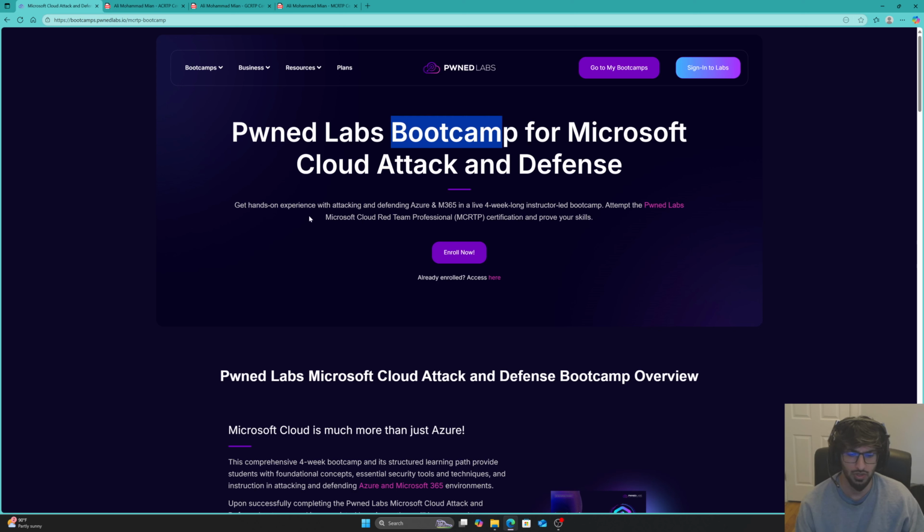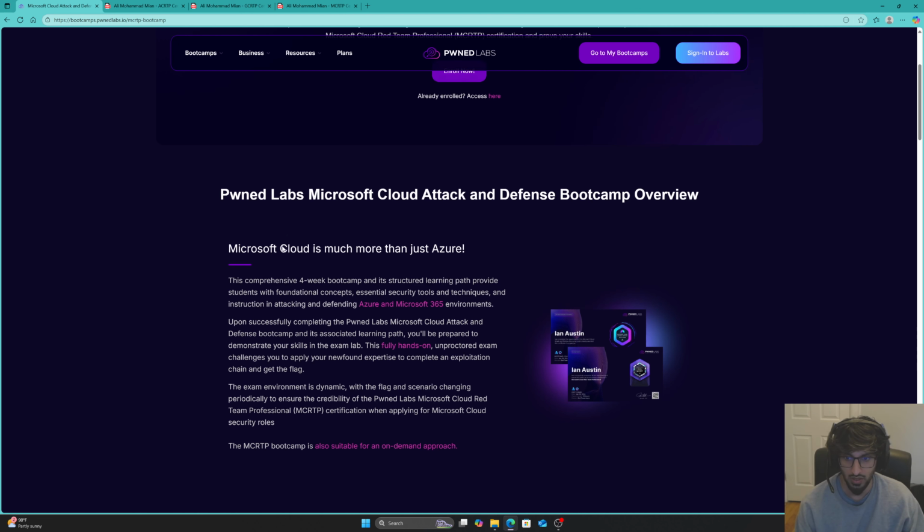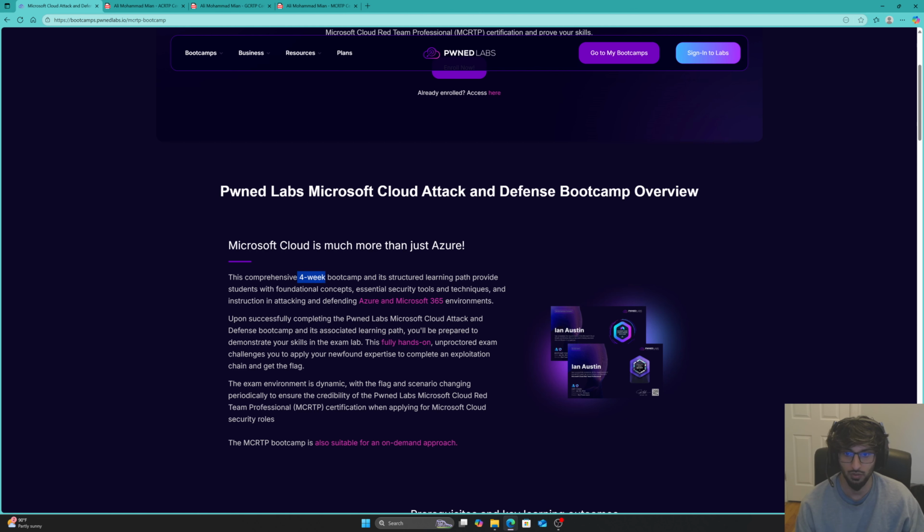We're first going to start off with the structure of the bootcamp. The structure for each one of these is pretty much the same, and at the end we're going to talk about some tips and tricks for the exam. Each one of these bootcamps is 4 weeks long. They provide each student with a learning path, and this learning path is going to be building your skills slowly each week.